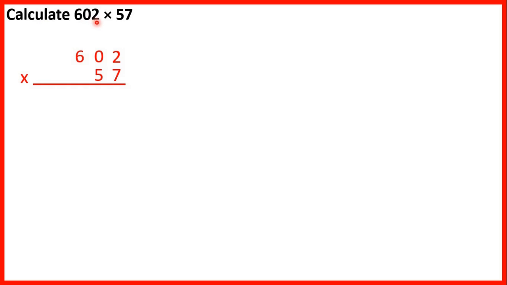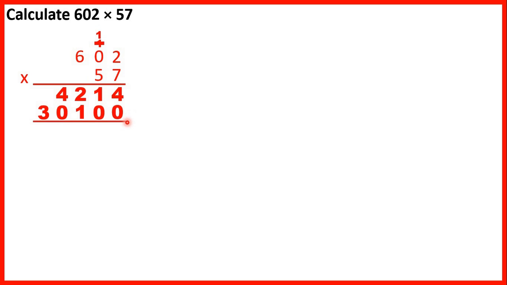Calculate 602 times 57. So 2 times 7 is 14, so 1, 4. 0 times 7 is 0, plus 1 is 1, and 6 times 7 is 42. Now we can multiply by the 5 that's in our tens, but first we can cross out our working and write a 0 as the ones digit of our second answer line. So 2 times 5 is 10, that's 1, 0. 0 times 5 is 0, plus 1 is 1, and 6 times 5 is 30.